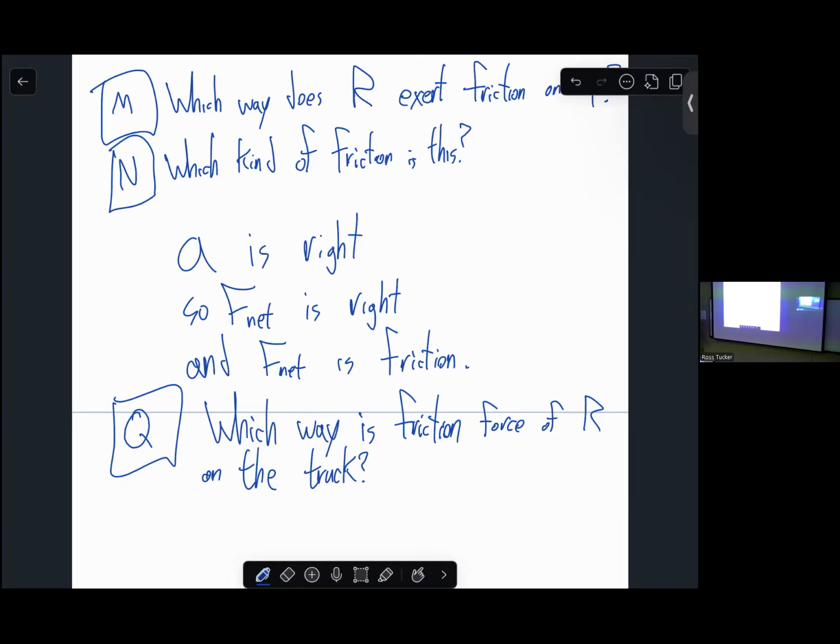If the friction is what's accelerating the truck, then absolutely. Now, if the truck is braking, then it would be opposite. Friction is what allows you to start moving. Friction is also what allows you to stop moving. Friction is the force that allows us to go and stop going when we're walking or driving around.